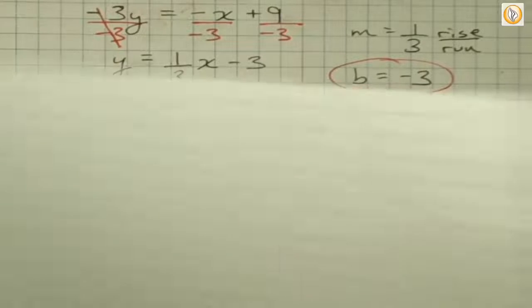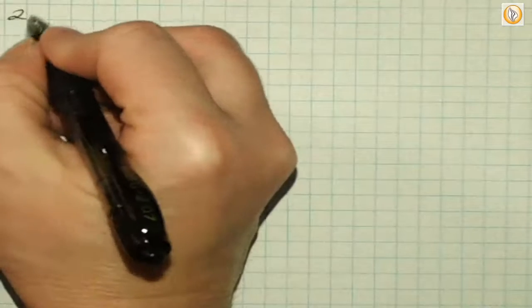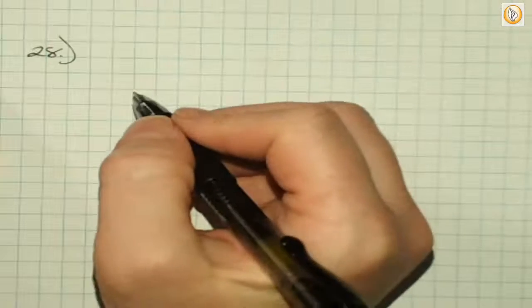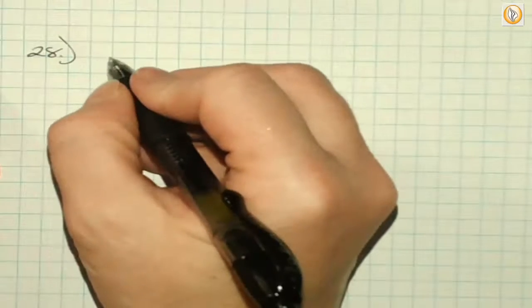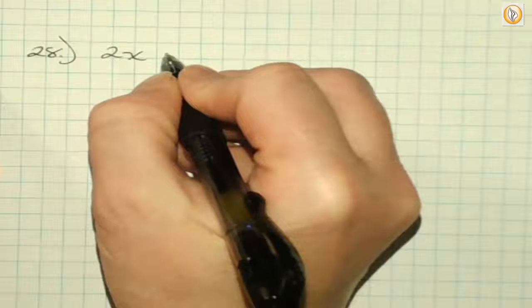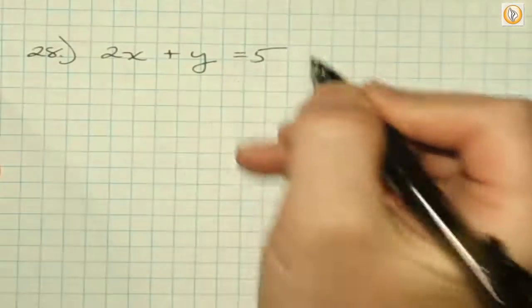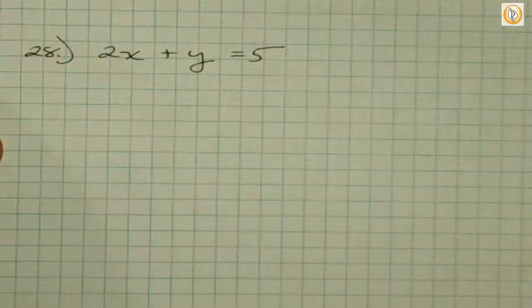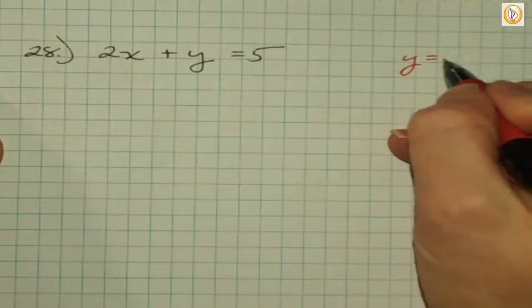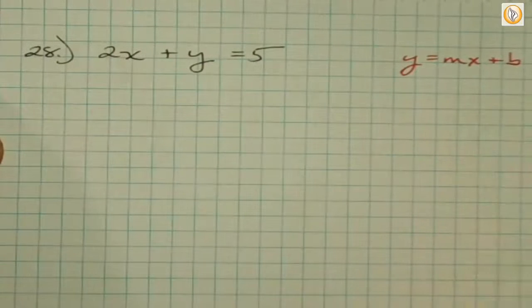All right, any questions about this? All right, good. Last one. Oh yeah, this is a good one. 28. 28's a good one. It is 2x plus y equals 5. Okay, Kelly, you need to put it into y equals mx plus b format.